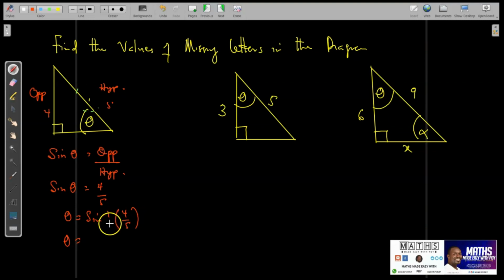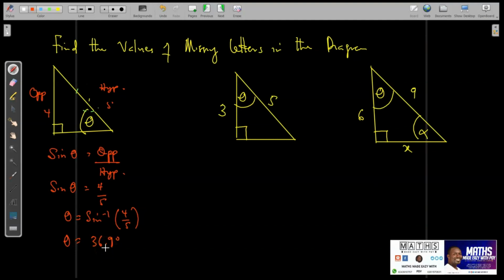That is 36.9 degrees. So the value of theta, which will satisfy the positioning of the opposite and the hypotenuse, is 36.9 degrees.